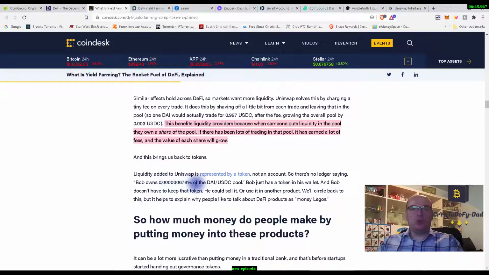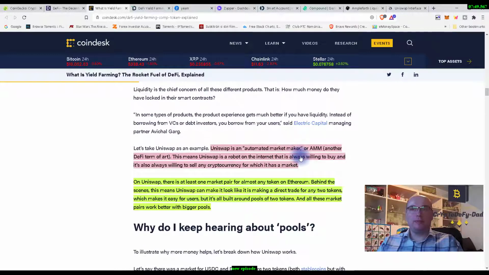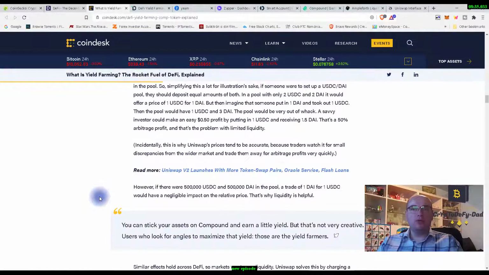Liquidity added to Uniswap is represented by a token, not an account. Uniswap is an automated market maker. This means Uniswap is a robot on the internet that is always willing to buy and always willing to sell any cryptocurrency for which it has a market. On Uniswap there is at least one market pair for almost any token on Ethereum. Behind the scenes, Uniswap can make it look like it is making a direct trade for any two tokens, which makes it easy for users, but it's all built around pools of two tokens, and all these market pairs work better with bigger pools.